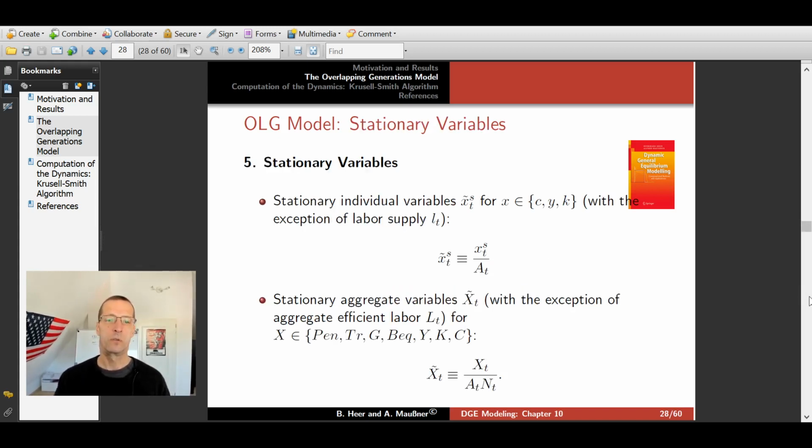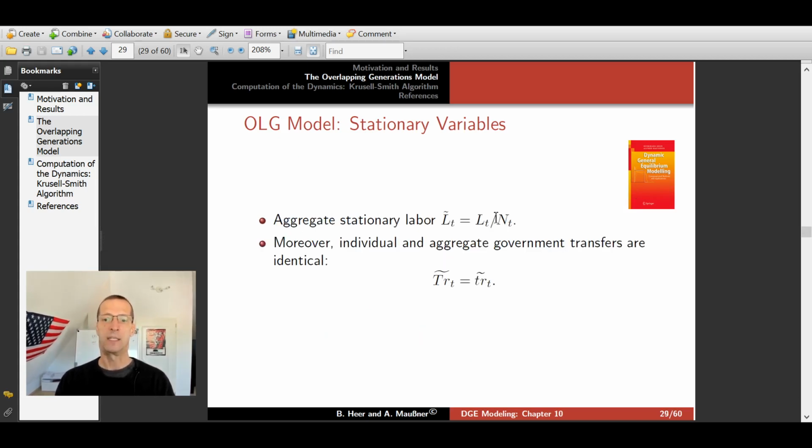Now, to transform variables into stationary variables, we divide individual variables by aggregate productivity, labor productivity A, except for the labor supply, which is already a stationary variable. And for the aggregates, we divide by the product A_t N_t, aggregate labor productivity A times population size N, with the exception of aggregate labor supply, which we only divide by the total population N_t. And in this case, aggregate transfers, uppercase TR_t, are equal to individual transfers, lowercase tr_t.